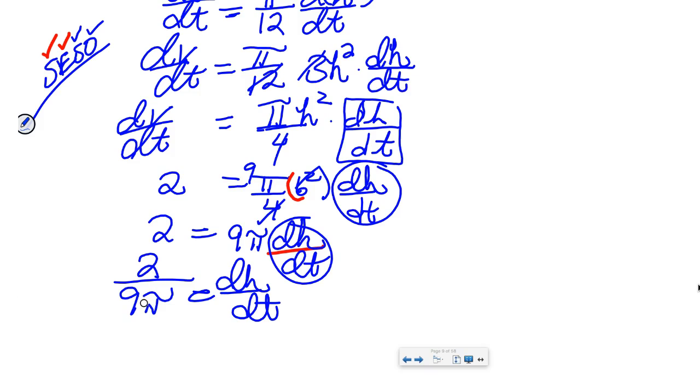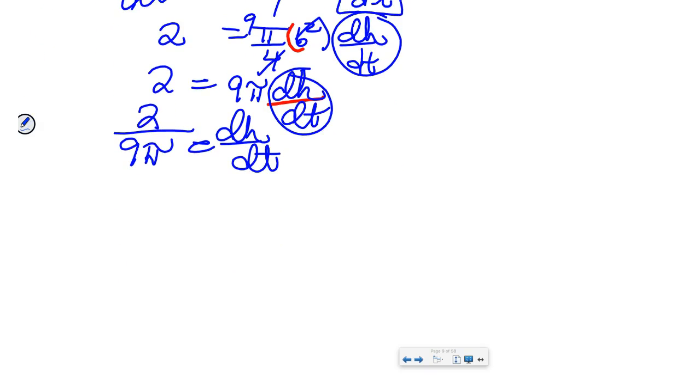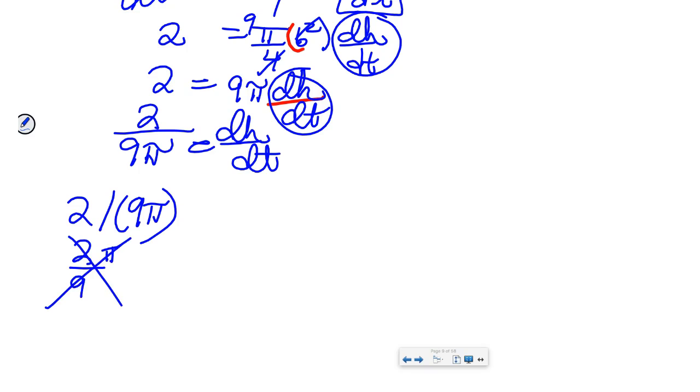If we were using our calculators, we would round that to 3 decimal places, but I don't have a calculator out. But keep in mind when you do that, make sure you do 2 divided by, make sure that 9 pi goes in parentheses, or do 2 divided by 9 and then times pi, and it'll give you this answer. That's a pretty common mistake.